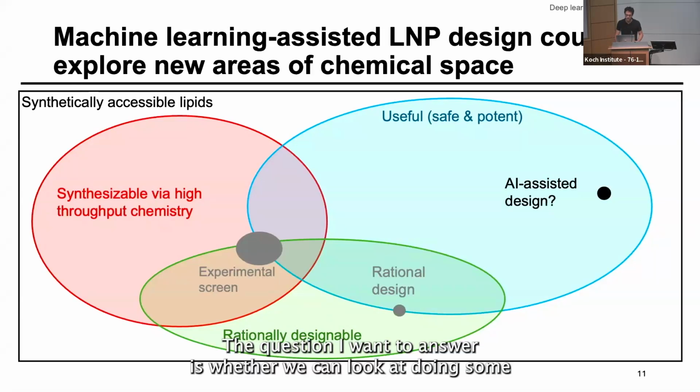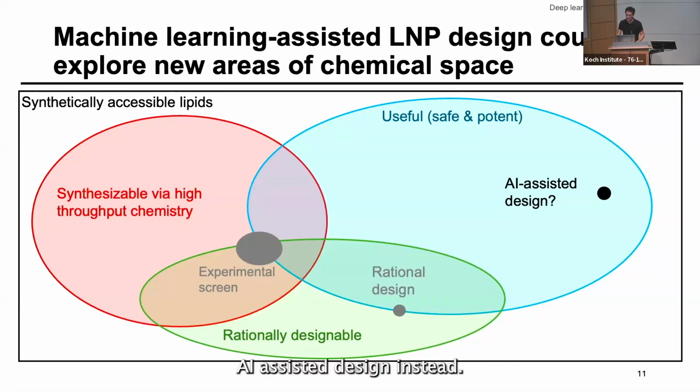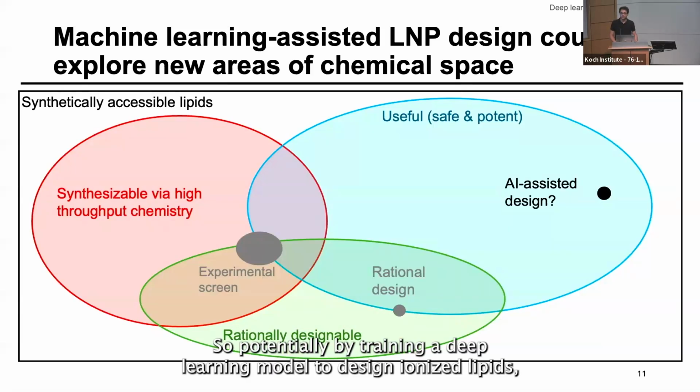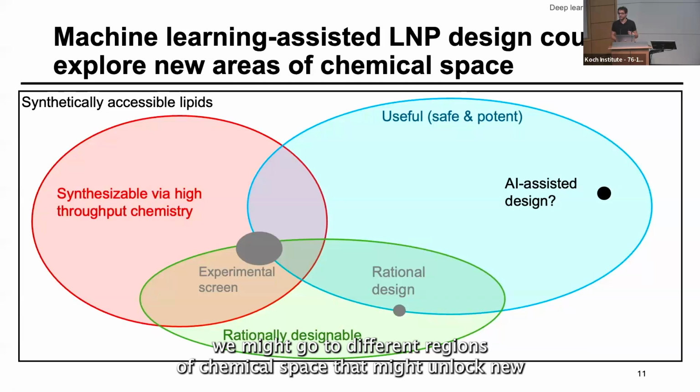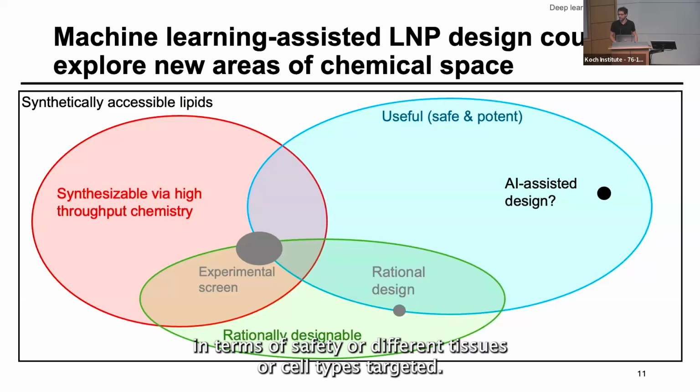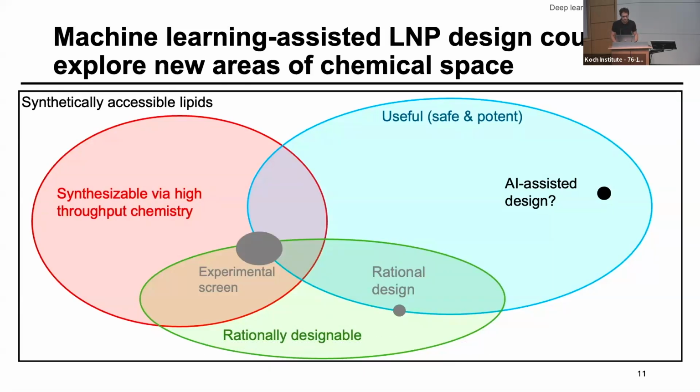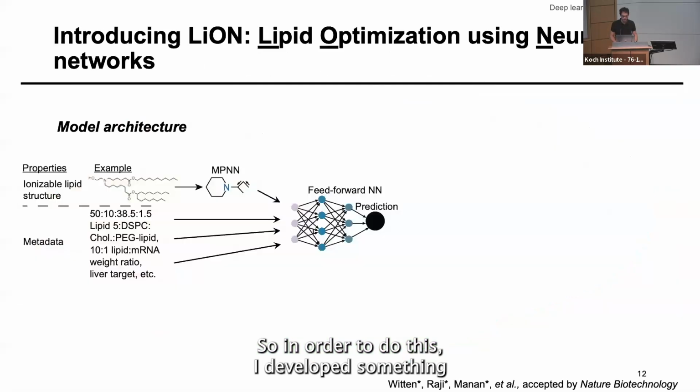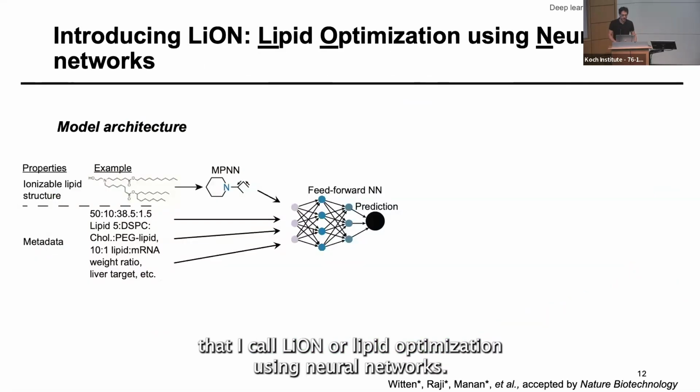The question I wanted to answer is whether we could look at doing some AI-assisted design instead. So potentially by training a deep learning model to design ionizable lipids, we might go to different regions of chemical space that might unlock new levels of potency or other kinds of useful properties in terms of safety, or different tissues or cell types targeted. So in order to do this, I developed something that I call LION, or lipid optimization using neural networks.